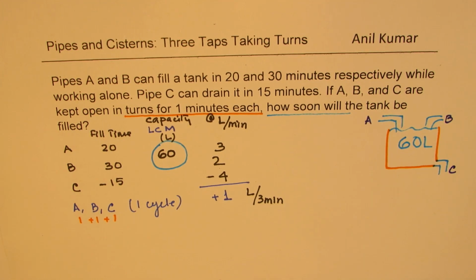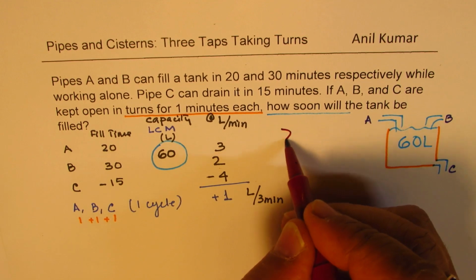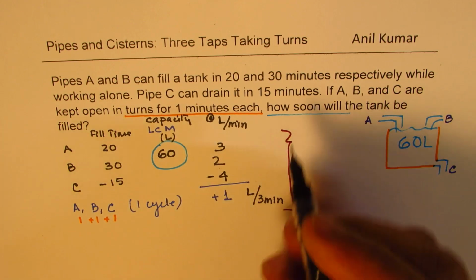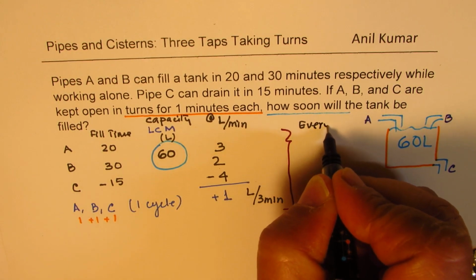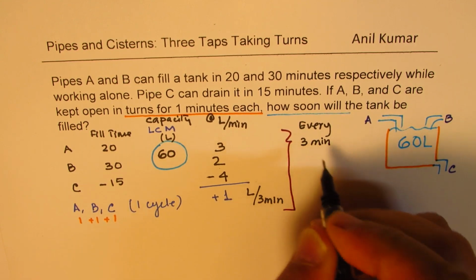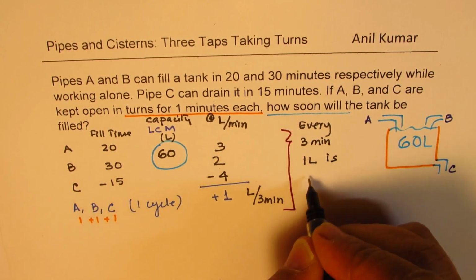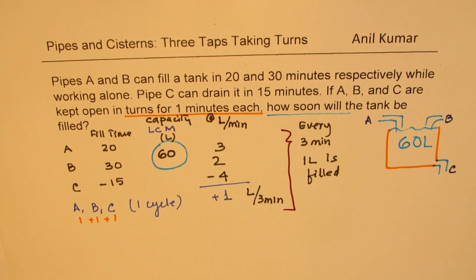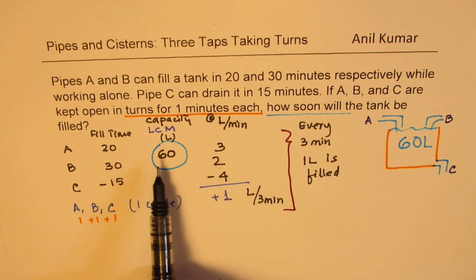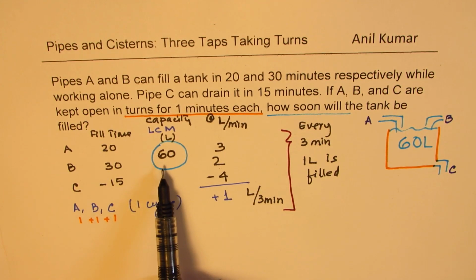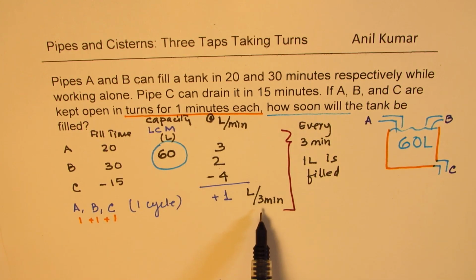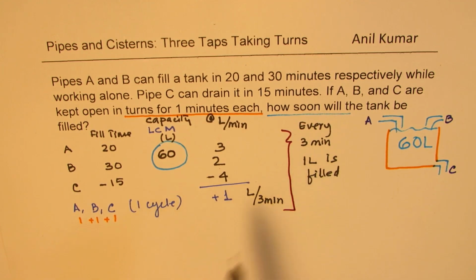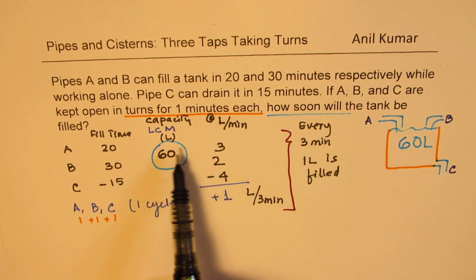Okay, so what we get from all this up to here is that every 3 minutes, 1 liter is filled with this cycle. Is that clear? Now we want to fill 60 liters, right? So how do we get 60 liters? Will it be 60 cycles of 3 minutes, right? So every 3 minutes, 1 liter is filled. So we need 60 cycles.